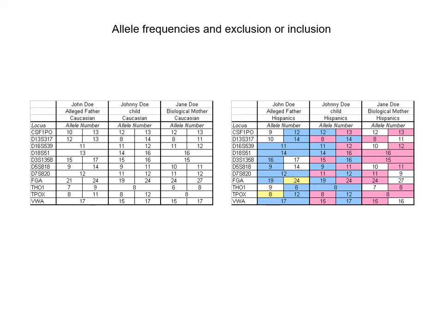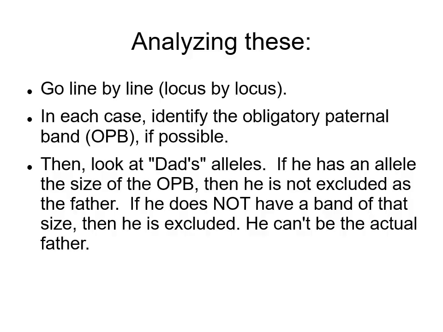So for example, here are 2 examples, one where the man is excluded from being the father, and the other where the man is not excluded from being the father. They color-coded the paternal alleles for us on this one. Okay, so go by line, locus by locus. In each case, identify the obligatory paternal band, if possible. So what you do is you look at the child and decide which band must have come from the father because it's not present in the mother. So you can identify which came from the mom, and the other one that's left over must be the one that came from the dad.